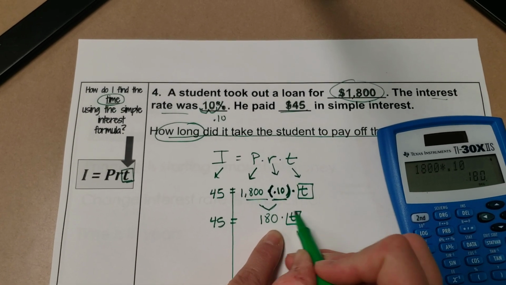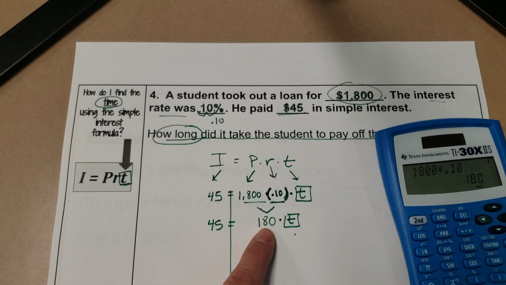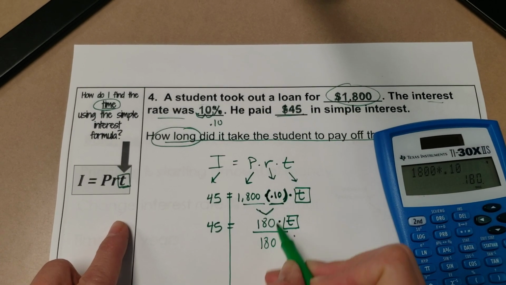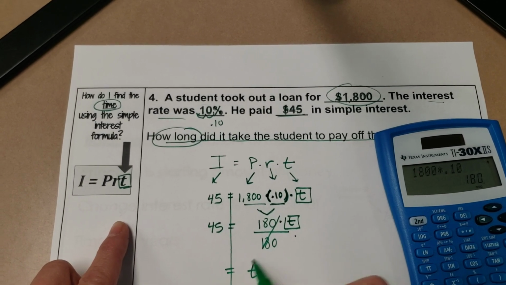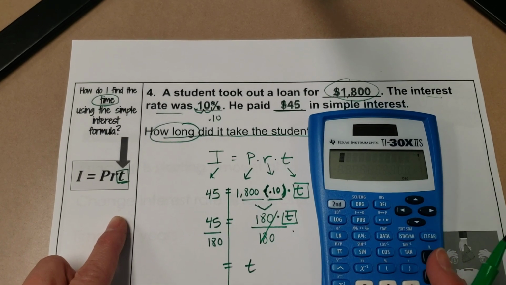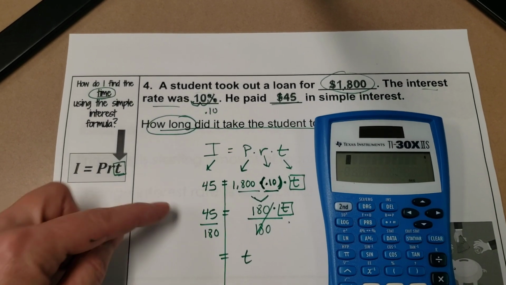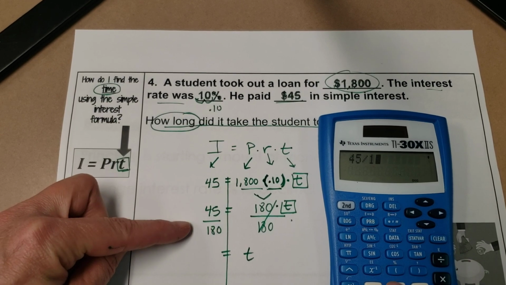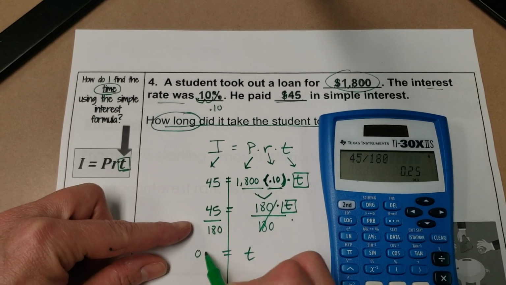We're trying to solve for t, and it's being multiplied by 180. We can use the inverse operation of divide. And that would give us time. And if I divide this side by 180 also, this is going to give me the time that the student took the loan out for. So top number 45 divided by bottom number 180 is 0.25.